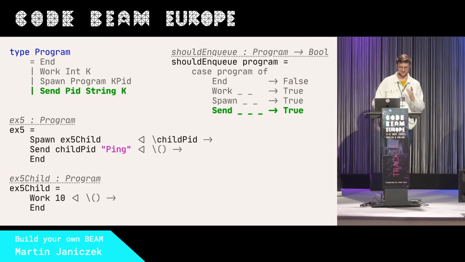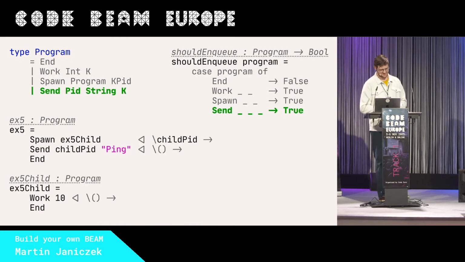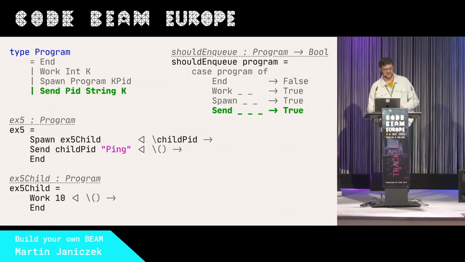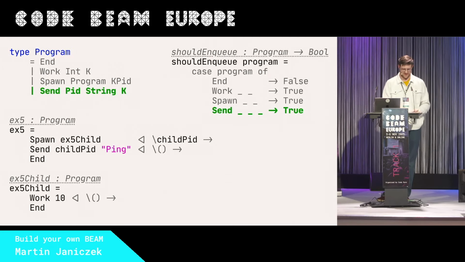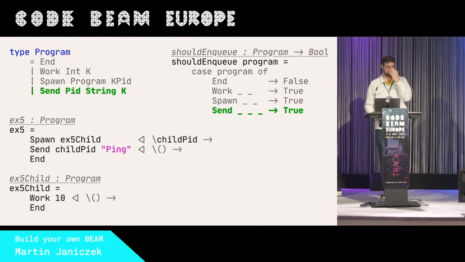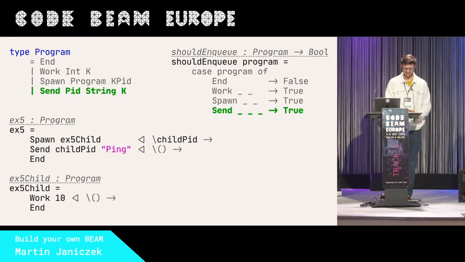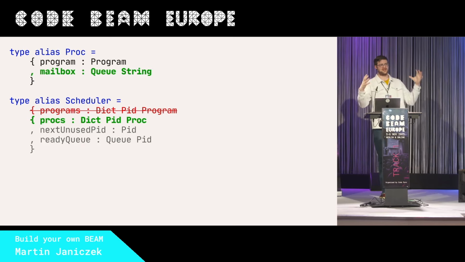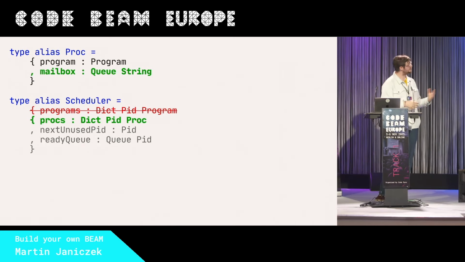Let's send messages to other processes. So again, we have a new instruction, send a string to a PID and continue. And so here's an example. We're just going to send ping to it, but the child doesn't have any way to receive that message, so it's just going to ignore it for now. So now we have to extend our process. Suddenly it's not just the program, it's also a mailbox, right? It contains a mailbox with the messages that others have sent to it.